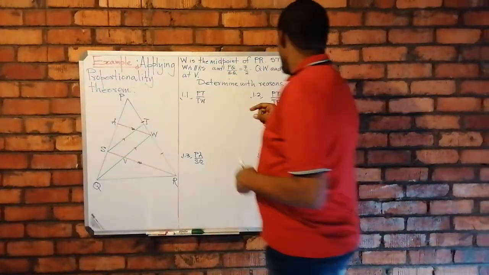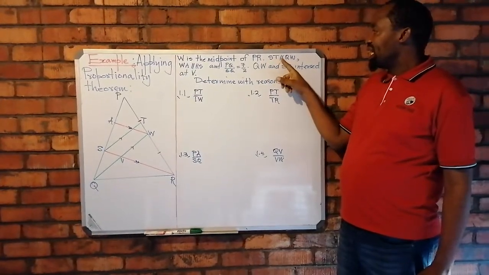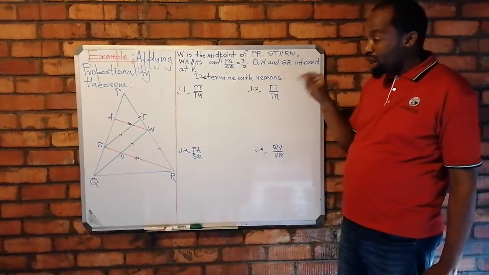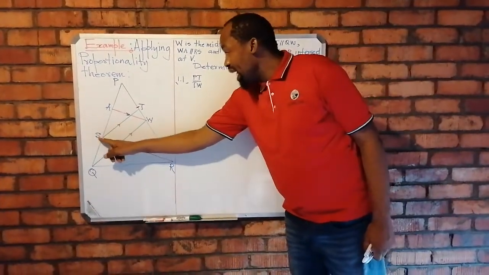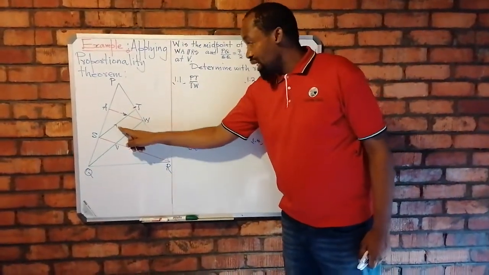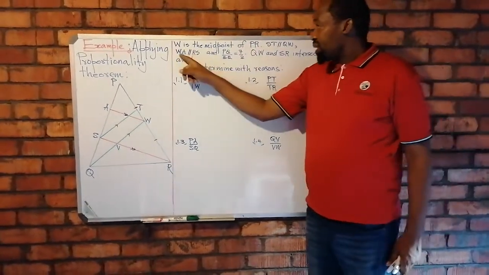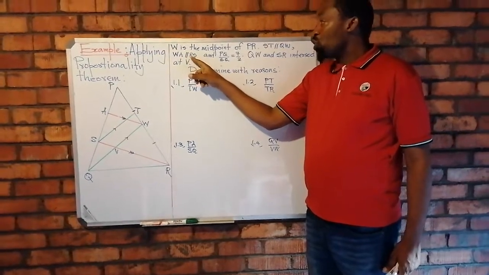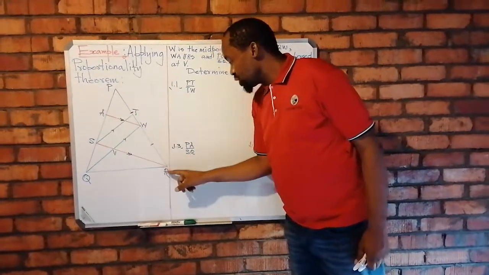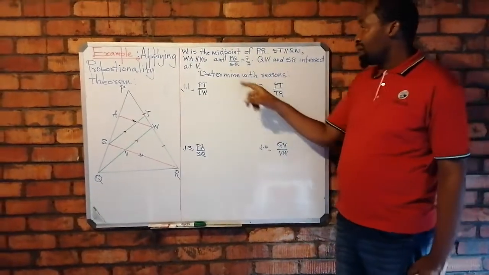Then, let's move on. They continue to say, ST is parallel to QW. Go to the diagram and see where ST is. The line ST is parallel to QW. Fortunately, it has been marked parallel. WA is parallel to RS. Let me go and see that. WA is parallel to RS. They have been marked also as parallel.